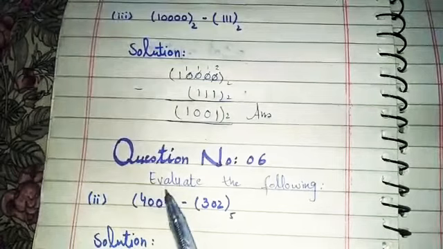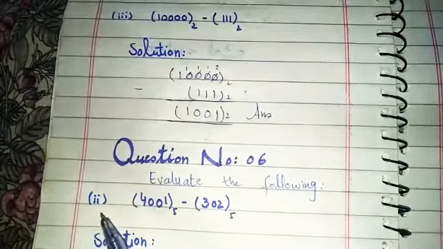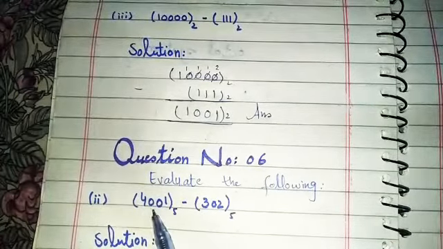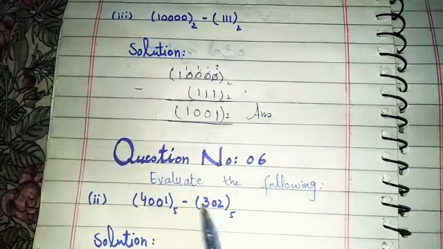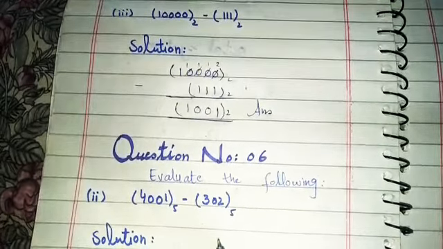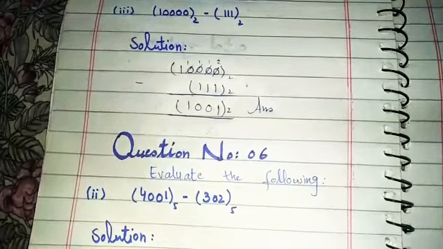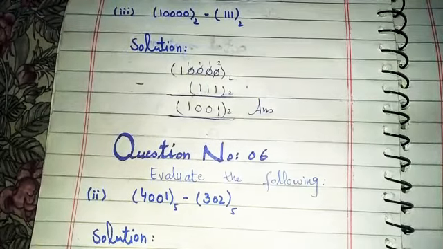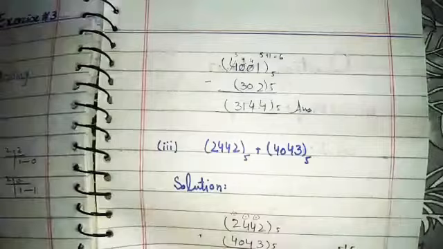Now students, here is our question number 6. Evaluate the following. Here is our part 2 given to us. 4001 with base 5 minus 302 with base 5. Students, in this question we have to find out the addition, subtraction and multiplication of base 5 number systems.